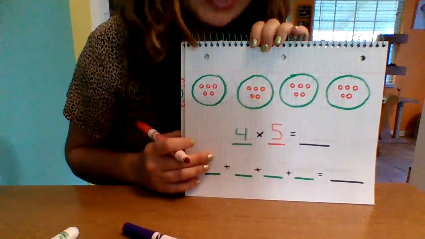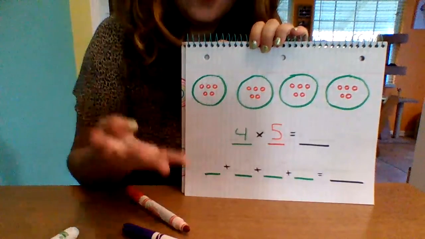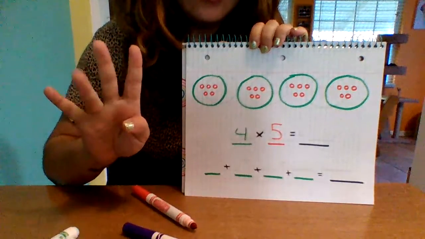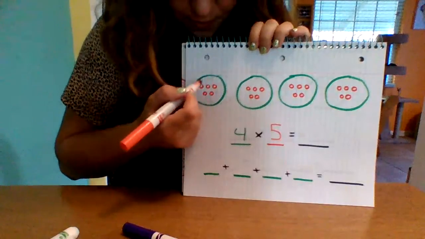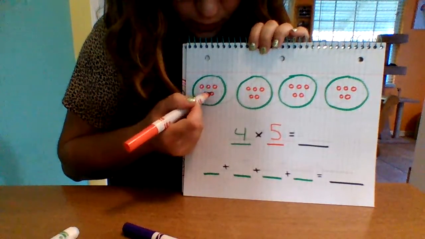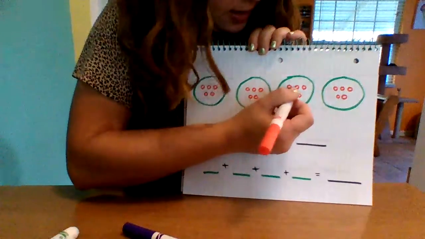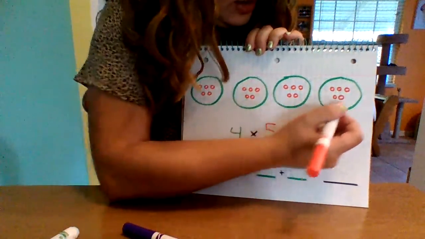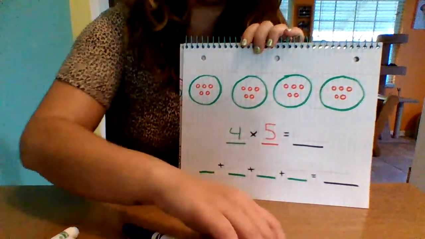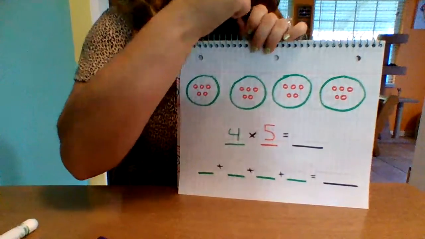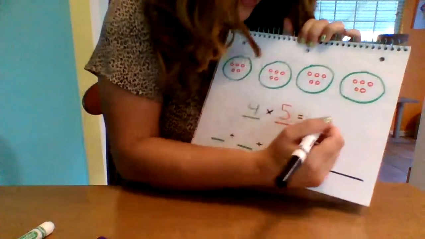Do you know what 4 times 5 is? You could probably count by 5s to figure it out. 4 times 5, 10, 15, 20. Or you could use the counters to help you figure it out. 1, 2, 3, 4, 5, 6, 7, 8, 9, 10, 11, 12, 13, 14, 15, 16, 17, 18, 19, 20. There's more than one strategy to multiply and find the total number of counters or the product of 4 times 5.